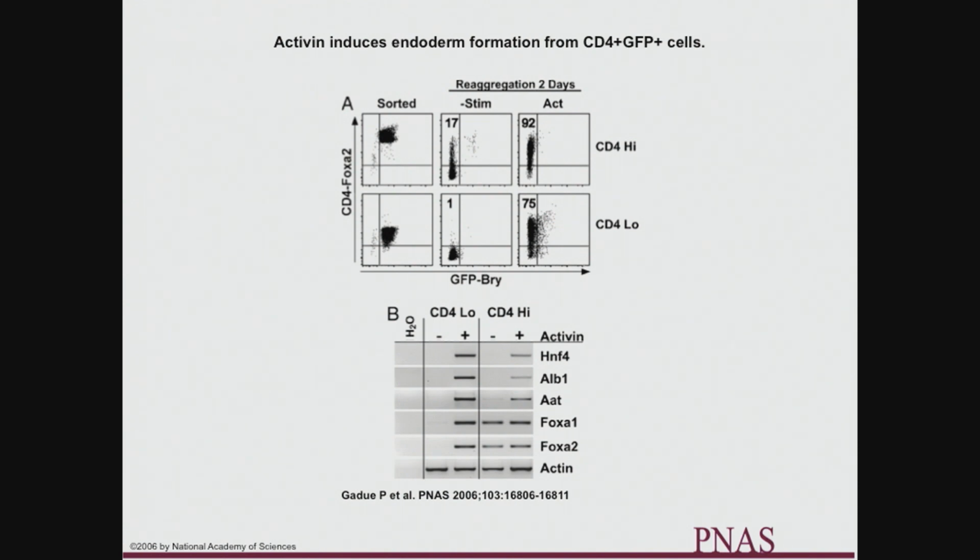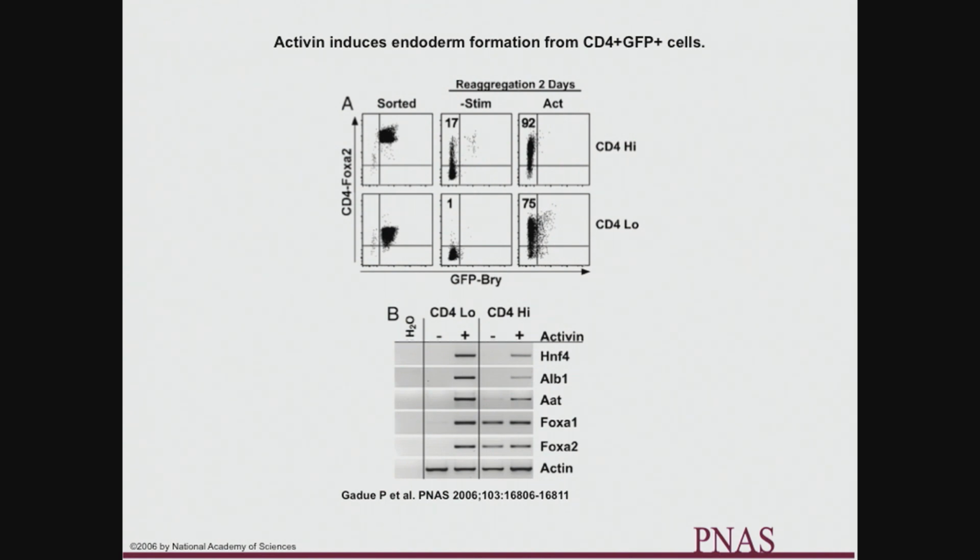If you take those FOXA2 low cells that you would predict are the primitive streak mesodermal competent cells or ectodermal competent cells, and you now do not add anything more, they remain FOXA2 low. In fact, they become FOXA2 lower. But if you add activin later, you do start to see a population of cells that's FOXA2 positive. So here's the population that has no FOXA2 expression.